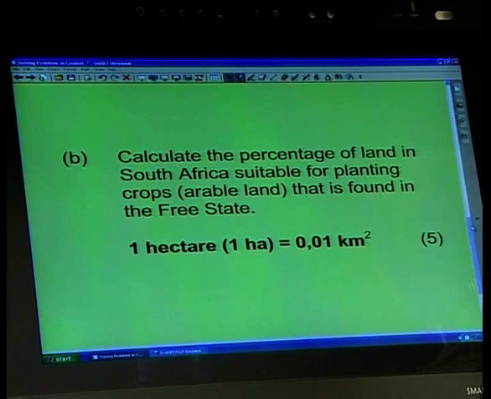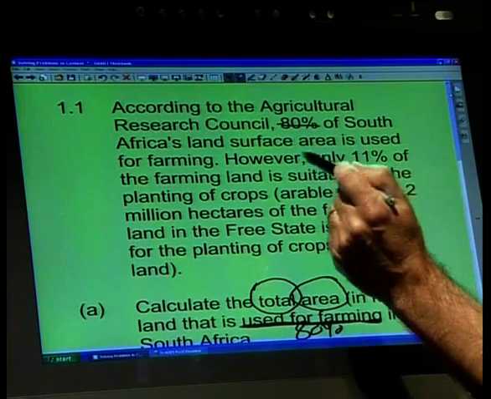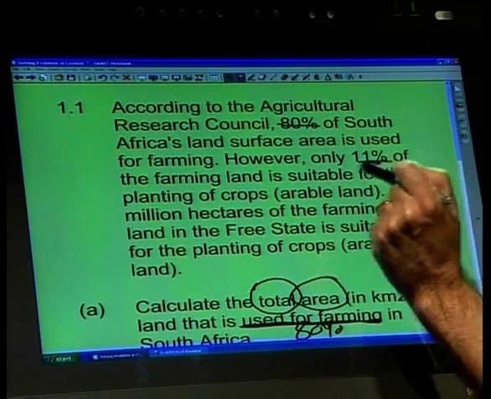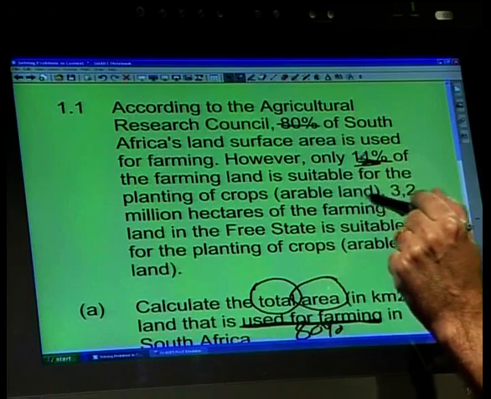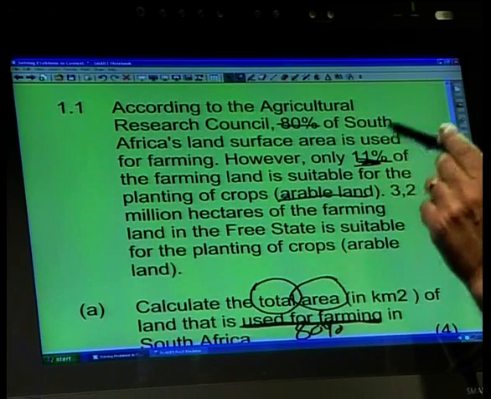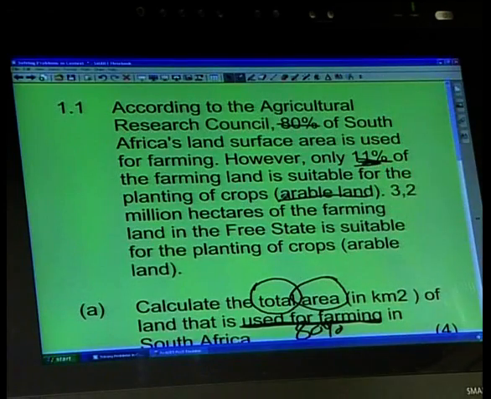But now be careful again. It's very easy just to say, well, let's calculate 80% of our previous figure. Let's go and check again what information they gave us right at the beginning. They said to us, however, only 11% of the farming land is suitable for the planting of crops, arable land. That means it's 11%, not of the total land that we have been given, but 11% of the 80% that we were using earlier. So we've got to now find 11% from the answer that we got in question A.